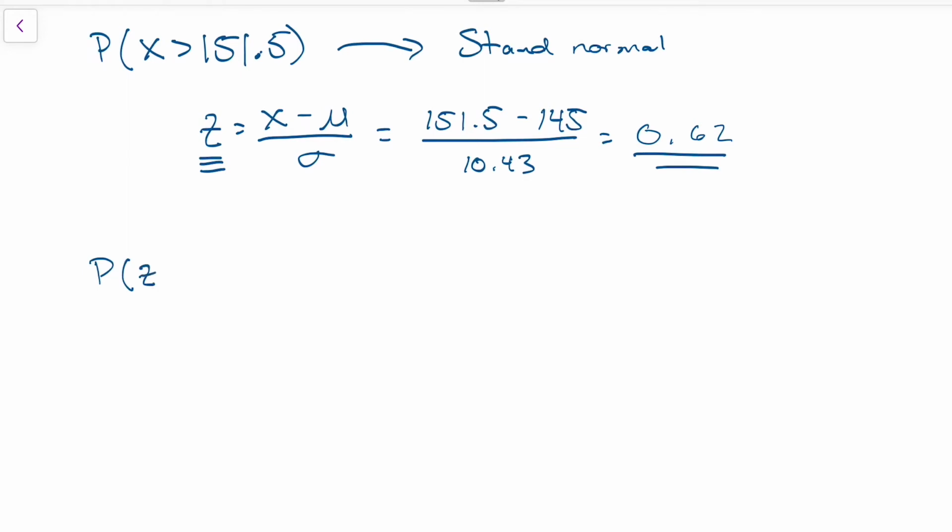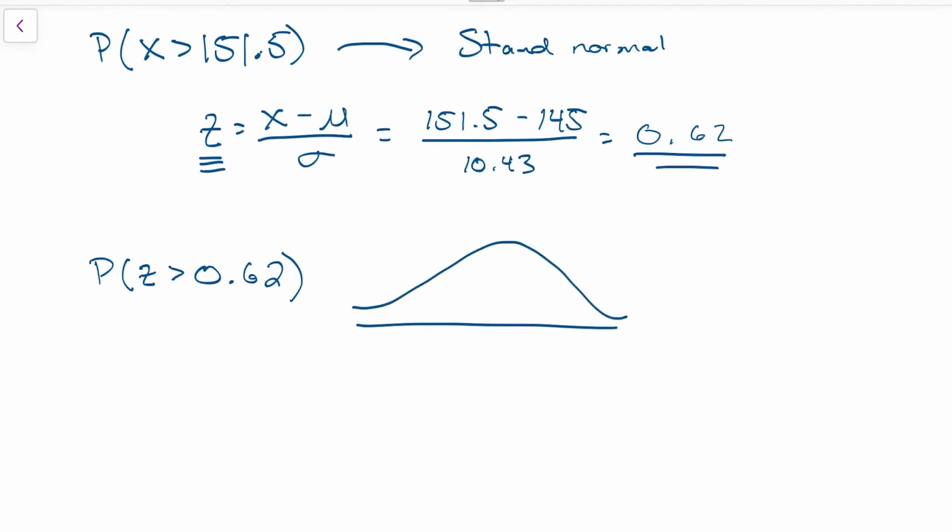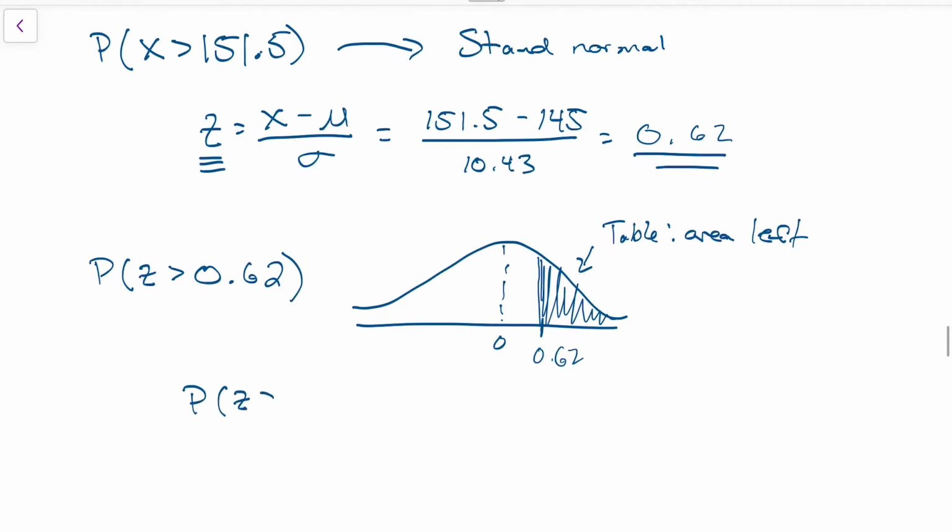So when I translate to the standard normal distribution, I want the probability that a standard normal random variable is greater than 0.62. And how do we do this? I'll draw my standard normal curve. 0.62 is going to be here. I want the probability of being larger than that. This is the area to the right. Remember, our table gives us area to the left. So to compute the probability that z is greater than 0.62, I need to compute 1 minus the probability that z is less than 0.62, and that will give us our table value.